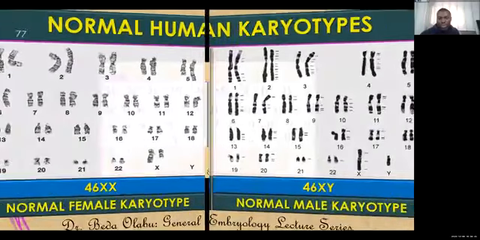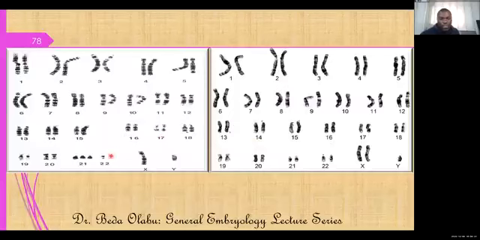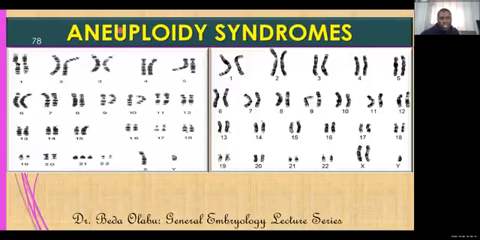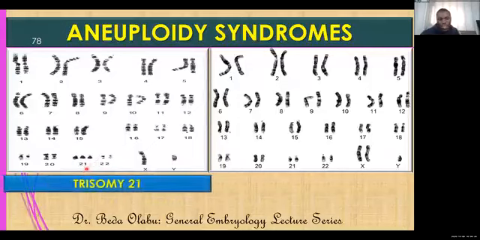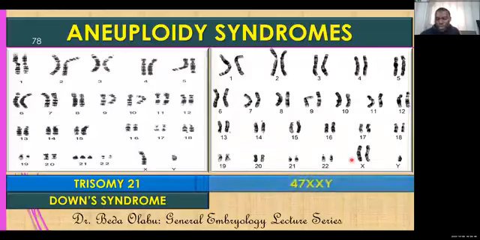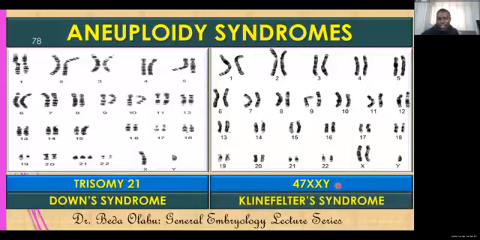That you know. This other one shows you trisomy 21. So this is an aneuploidy syndrome. Trisomy 21 is what we call Down syndrome. This is showing you the 47XXY. And I hope you remember why we don't call it trisomy 23. 47XXY is the Klinefelter syndrome.